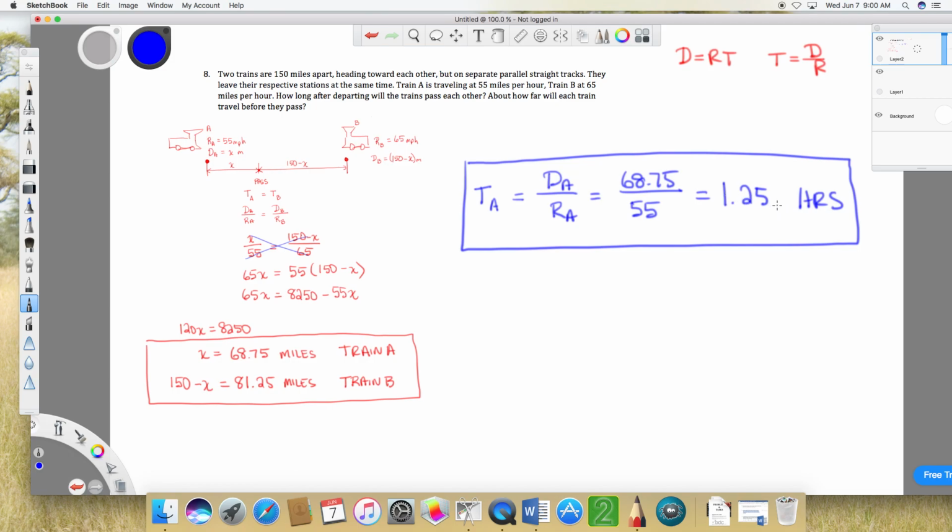And in that 1.25 hours, Train A has traveled 68.75 miles. And in that same length of time, 1.25 hours, Train B, which was traveling faster, has traveled further. It has traveled 81.25 miles. So everything seems reasonable, and we've answered both questions. So I think that's all we need to do.